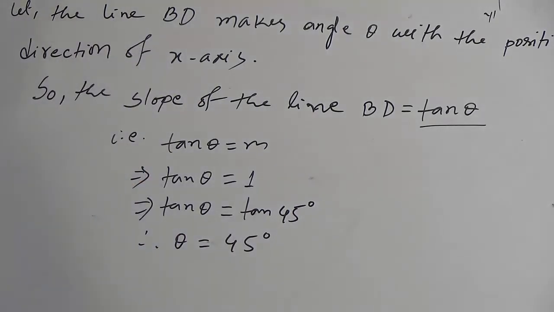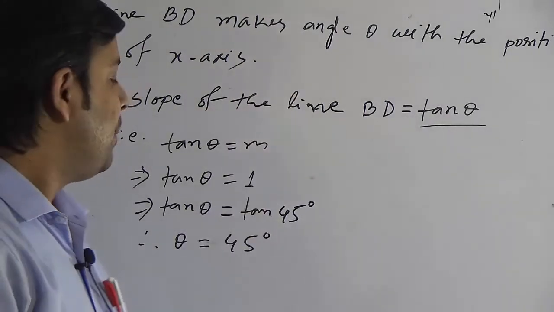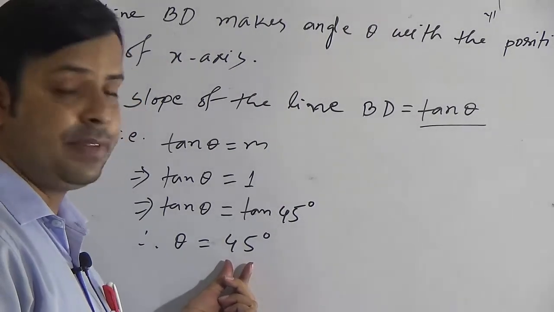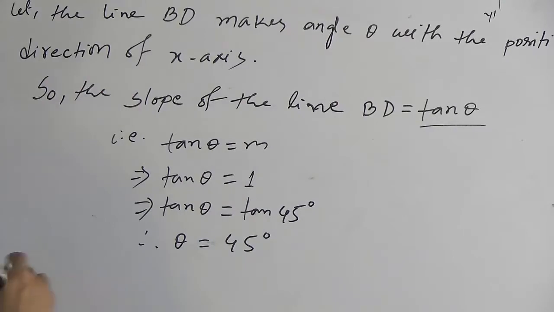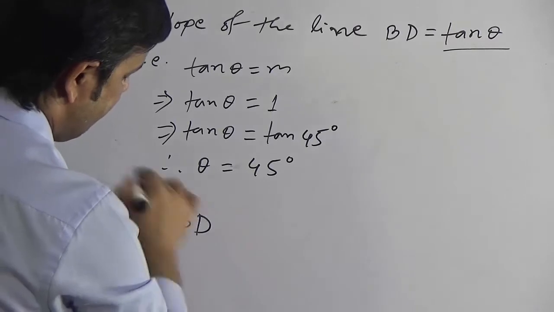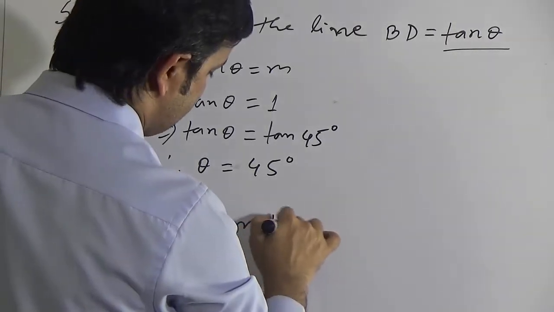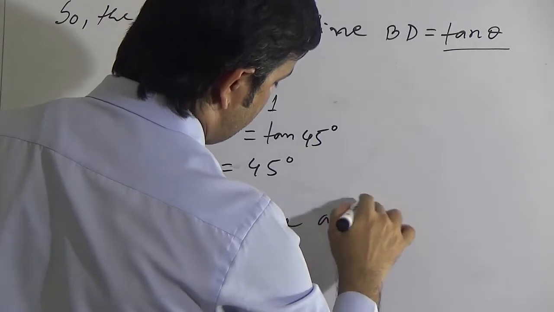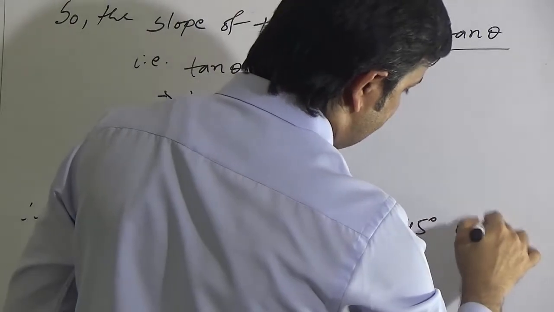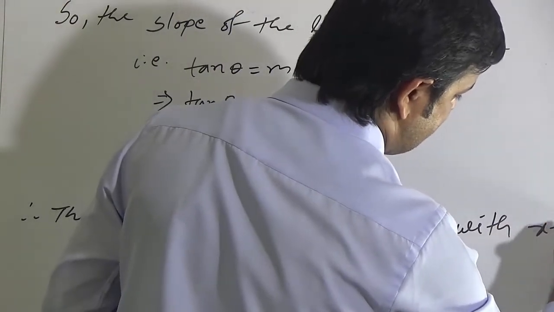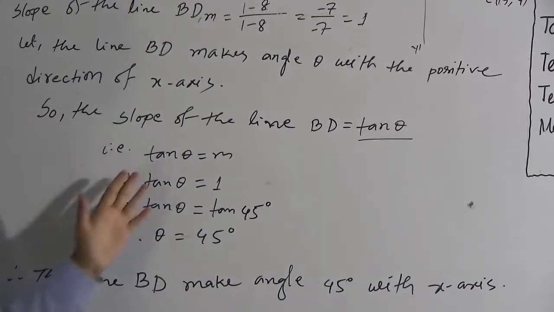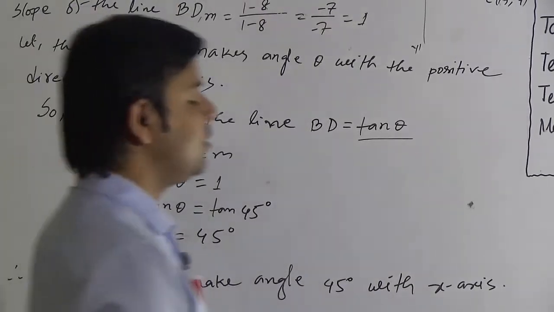It means that the line BD makes an angle of 45 degree with the x-axis. Therefore the line BD makes angle 45 degree with x-axis. Okay dear students, this is the solution of the first question. I hope you have understood the solution of the first question. Now I will solve the second question.